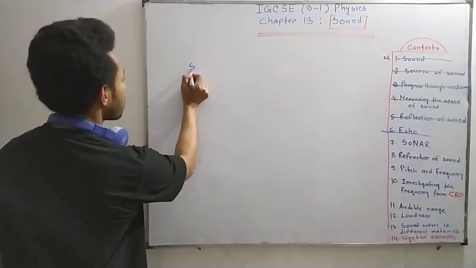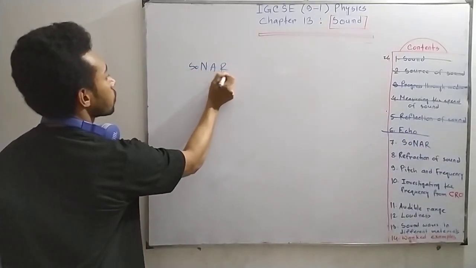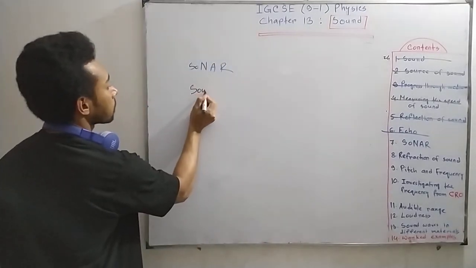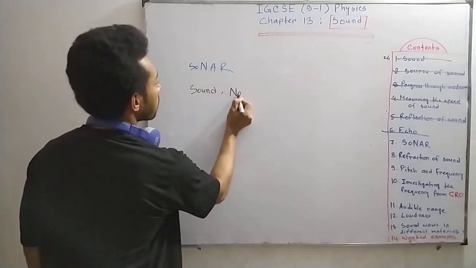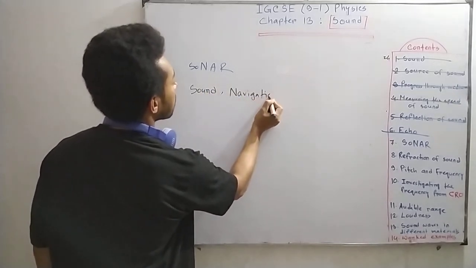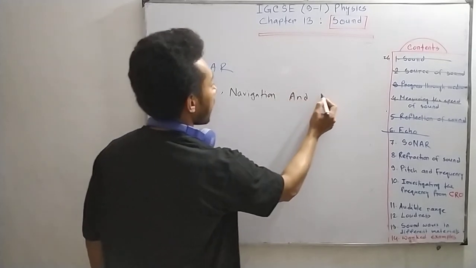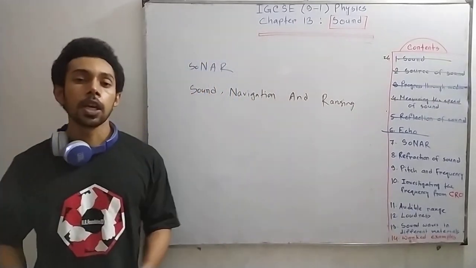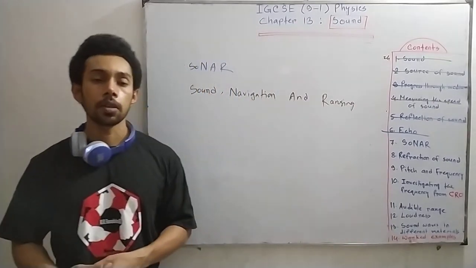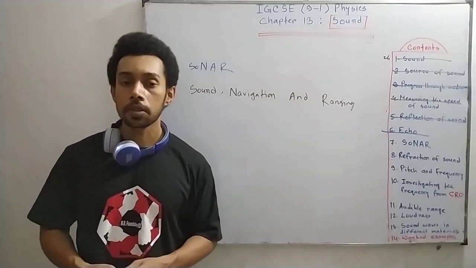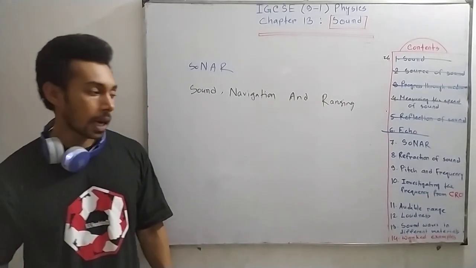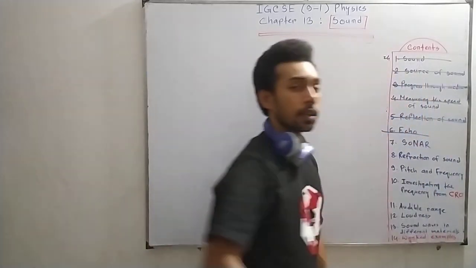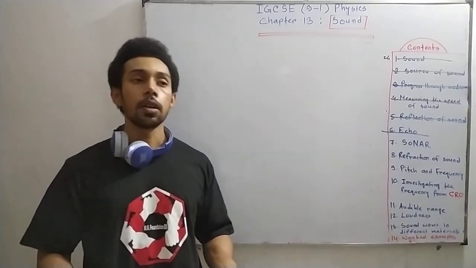Sonar. What is sonar? Sonar stands for sound navigation and ranging. Using this method, the ship measures the depth of the seabed beneath it. And now I'm going to explain how a ship can measure the depth of the sea beneath it.